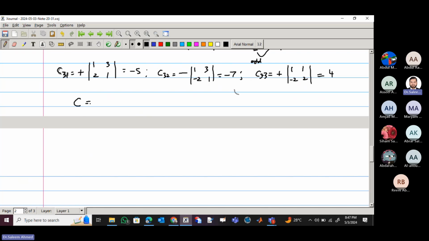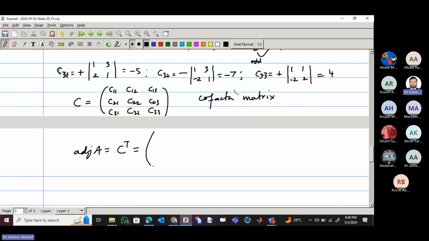Actually, C is called a cofactor matrix, which is C11, C12, C13, C21, C22, C23, C31, C32, C33. This is called the matrix of cofactors or cofactor matrix, right? But then adjoint of A is the transpose of the cofactor matrix. It is C11, C12, C13 means write the first row as first column. 2 1, 2 2, 2 3, 3 1, 3 2, 3 3. So if you want, you can skip this. You can directly write adjoint, but write first row as first column.